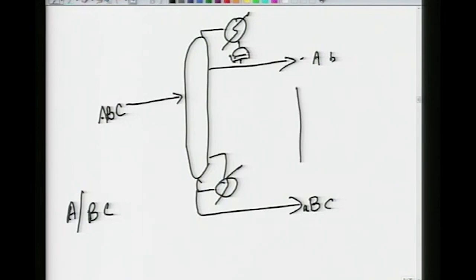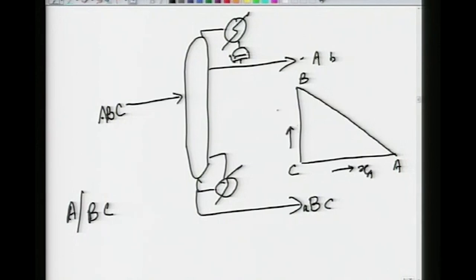Now if you look at the composition profile inside the column across the triangle, this is pure A, this is B, this is C. So, this is mole fraction of A, this is mole fraction of B. Let us say this is the feed composition, a mixture of A, B, C. Up the top, I am taking out a distillate that is nearly pure A. Down the bottoms, say the feed is such that you have got a small amount of A and a lot of BC. So your feed composition is a BC mixture with a little bit of A in it, more towards this BC edge. Okay, so this is your feed composition. You are taking out pure A up the top, BC down the bottoms.